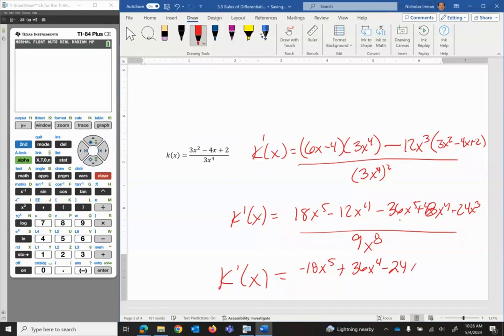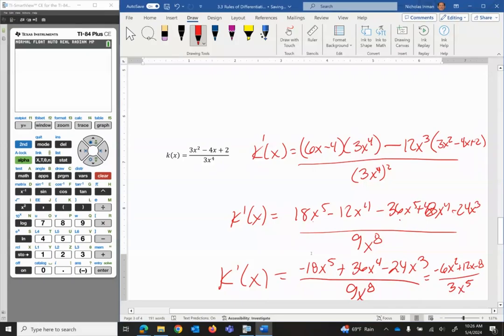And minus 24x cubed all over 9x to the 8th. Technically, all those can get reduced by 3 and an x cubed. All right, 3x cubed goes into everything, so we can reduce everything by 3x cubed. So negative 6x squared plus 12x minus 8 over 3x to the 5th. All right, so try to reduce these things if you can. So this one did reduce.